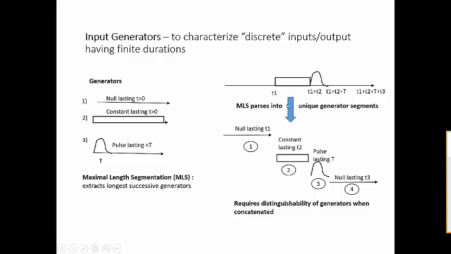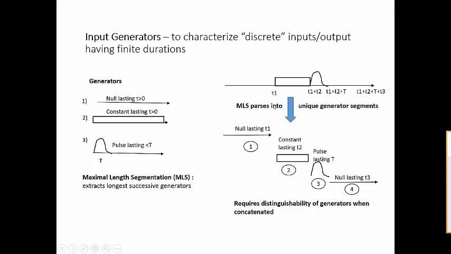But we need to have a way to parse such finite segments into their generator components, into the sub-segments. So, for example, here we would have them parsed into a null lasting t1, a constant lasting t2, a pulse lasting t, and a null lasting t3. And this can be done with maximal length segmentation, which extracts the longest successive generators.